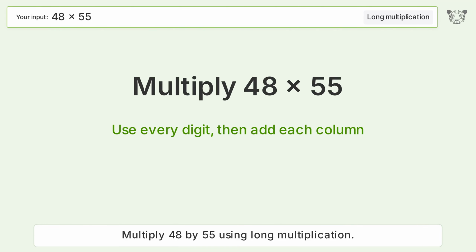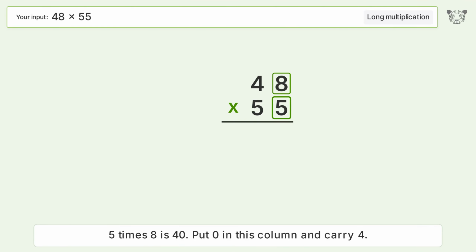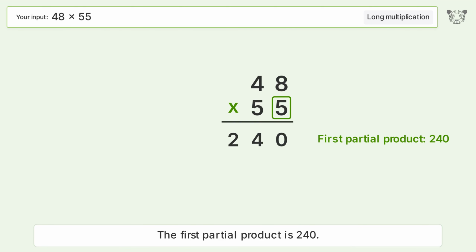Multiply 48 by 55 using long multiplication. Start with the ones digit, 5. 5 times 8 is 40. Put 0 in this column and carry 4. 5 times 4 plus the carried 4 is 24. The first partial product is 240.